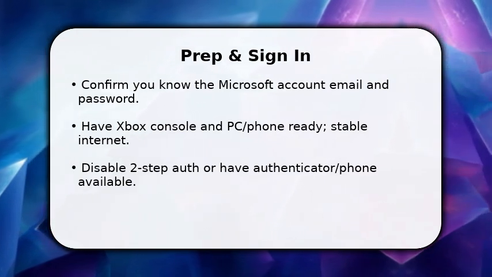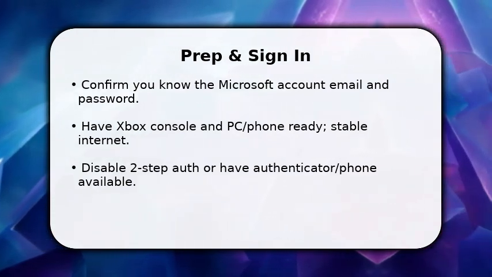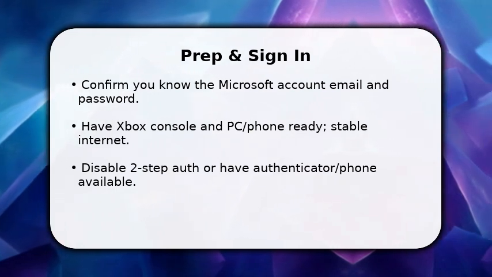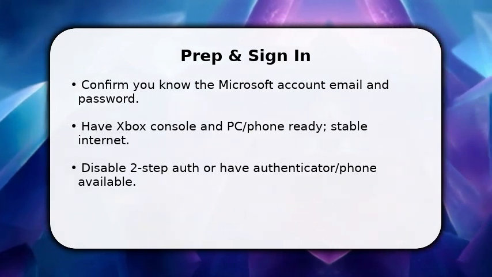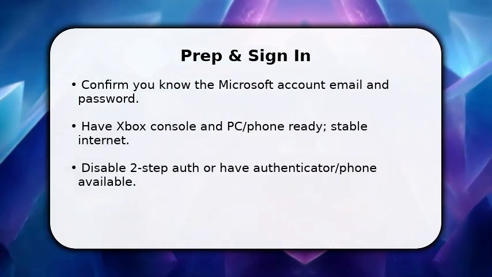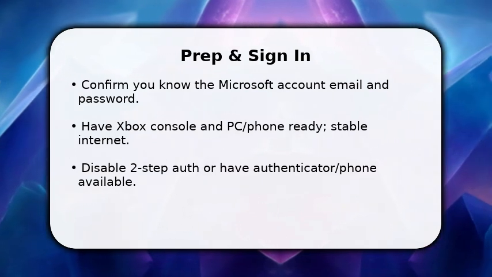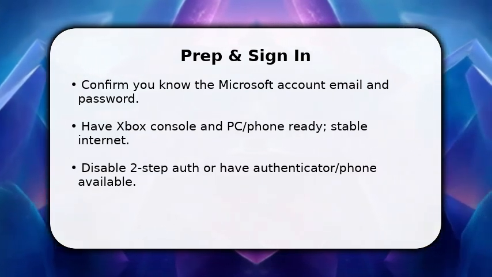Once signed in, make sure any two-factor prompts are handled. If you can't access the authenticator, set up temporary codes. This step prevents lockouts and lets you view active Xbox connections and app authorizations before removing links.